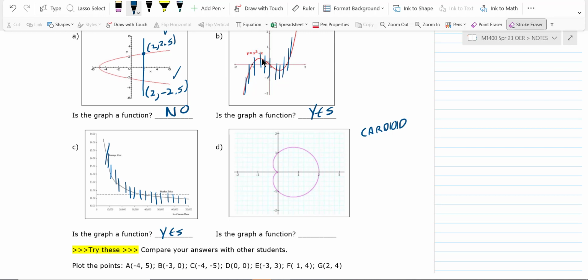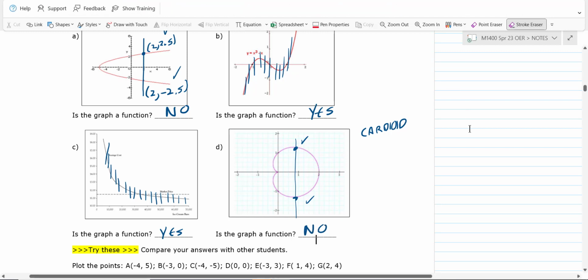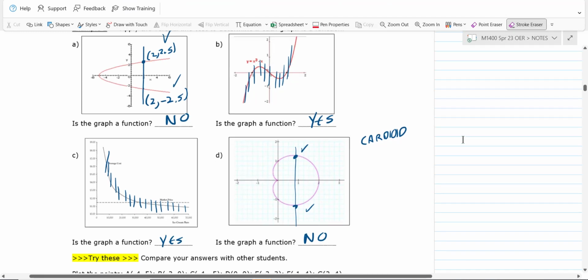It's kind of interesting. Mathematics is everywhere, and my cardioid microphone I'm talking through right now is picking up from one direction. Okay, well anyway, this is definitely not a function. Notice that you have two different y values for one x, so that fails the vertical line test, so that's a no.